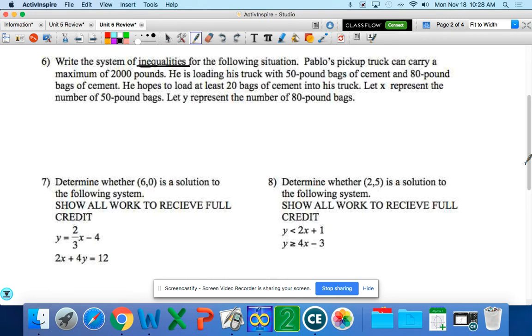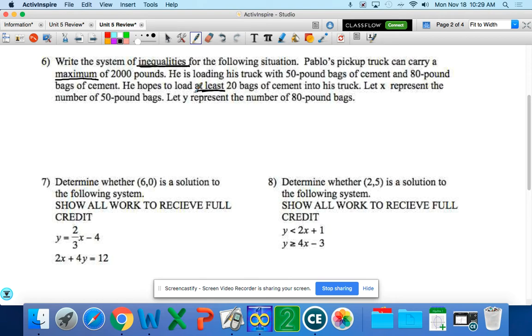Number 6, write the system of inequalities for the following situation. Pablo's pickup truck can carry a maximum of 2,000 pounds. Guys, words like this are why it's an inequality. Maximum carrying weight. That doesn't mean he has to have exactly 2,000 pounds in his truck. It just means he can't carry more than that, okay? He's loading a truck with 50-pound bags and 80-pound bags. He hopes to load at least, there we go, another one, at least, that's an inequality, 20 bags of cement on his truck. Let X represent the number of 50-pound bags and Y represent the number of 80-pound bags.